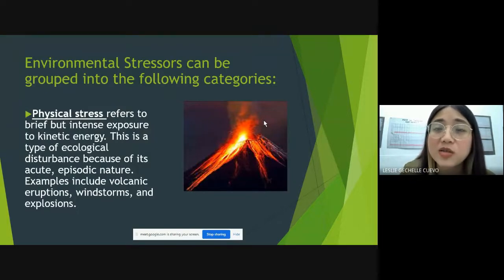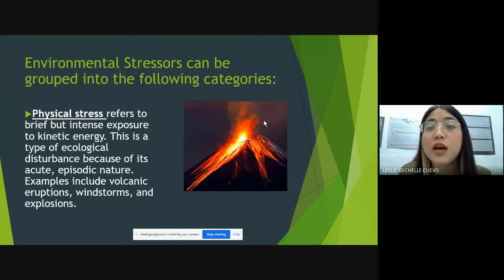So, environmental stressors can be grouped into the following categories. We have physical stress. This refers to a brief but intense exposure to kinetic energy. This is a type of ecological disturbance because of its acute episodic nature. Examples include volcanic eruptions, windstorms, and explosions.